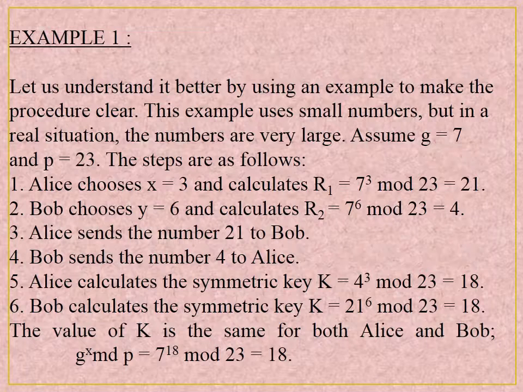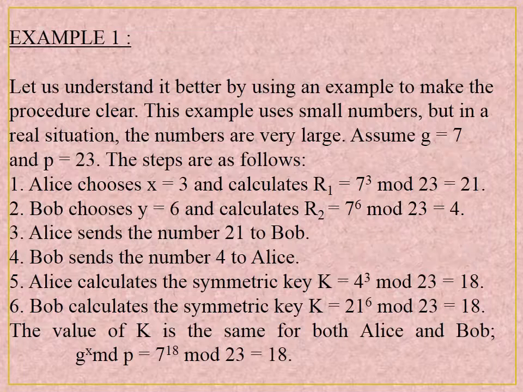Alice will calculate R1, which is equal to g raised to the power x mod p. After substituting these values, we get 7 raised to the power 3 mod 23, which is equal to 21. In the same manner, Bob will calculate R2, which is equal to g raised to the power y mod p, that is 7 raised to the power 6 mod 23, which is equal to 4. Now, Alice and Bob will exchange these messages. So, Alice will send the number 21 to Bob, and Bob will send the number 4 to Alice.